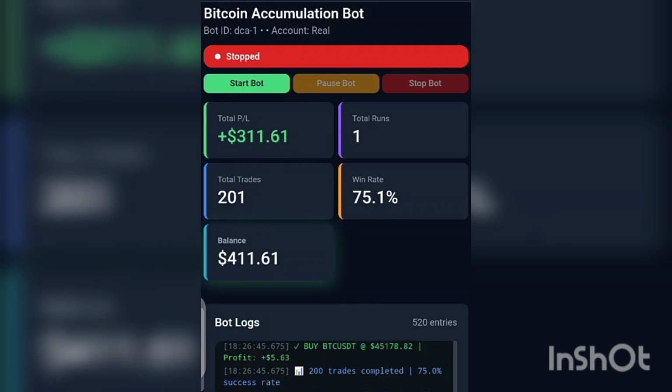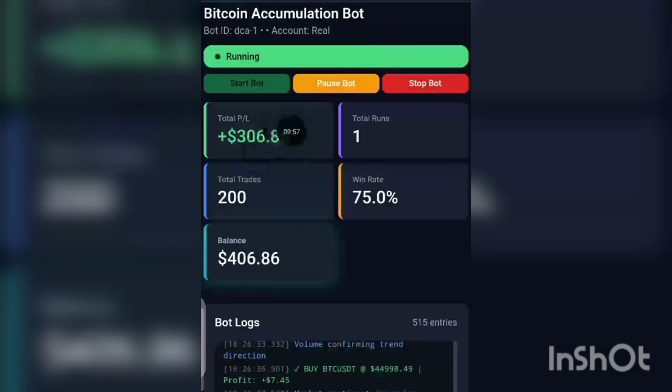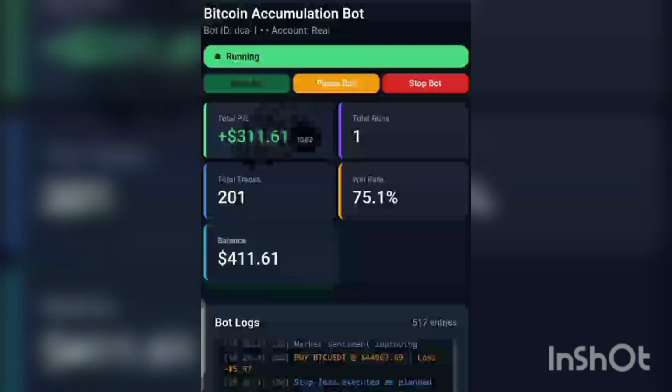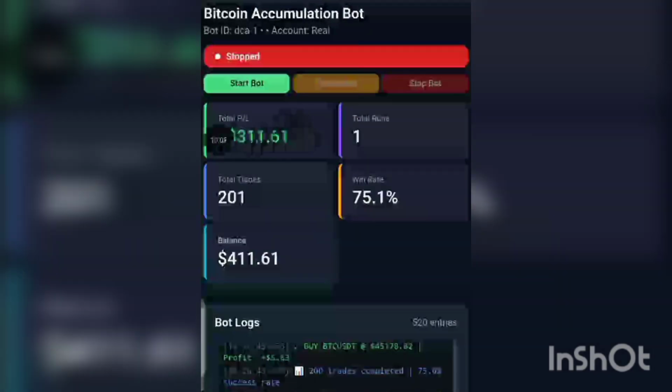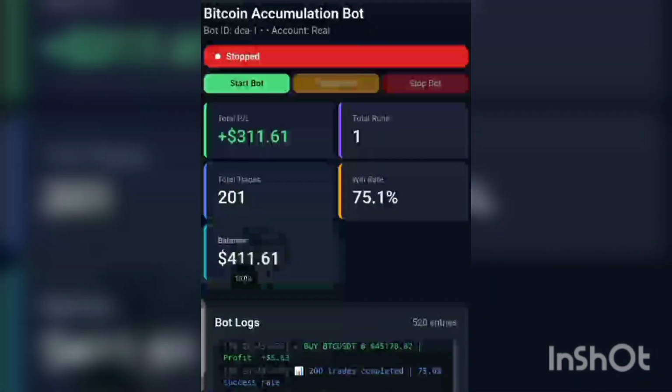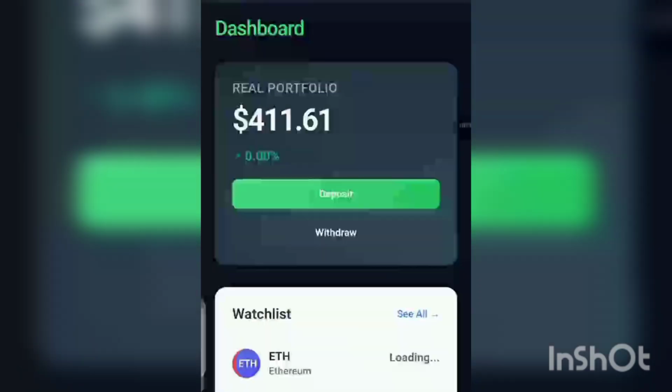So you can see I have stopped the bot over here. You can see that this is the extra 300 that we made. This is 300 that we actually made here, and I have stopped the bot from running, you can see that. Plus our capital, you can see it added plus our capital here. So plus our capital, we have 411, because it's going to add up your capital after making profit. So this is very, very amazing.